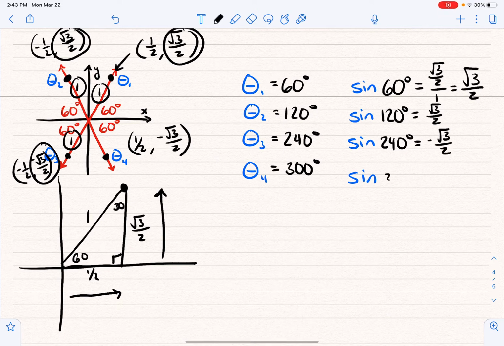And lastly, the sine of 300. The sine of 300 is going to be y over r, and so that's going to be, again, negative square root of 3 over 2.